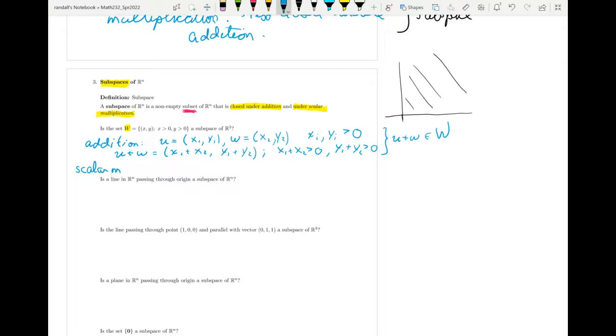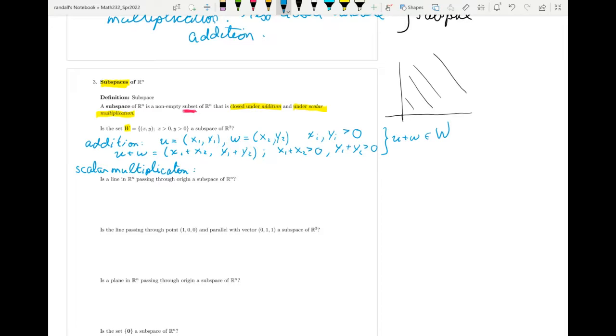Okay, so what I've just proven for the addition part is an exhaustive proof. I've taken two arbitrary vectors in W and added them, and I've shown that their sum is in W. So I've proven that it's closed under addition. When I go to scalar multiplication, if I want to show that it's closed under scalar multiplication, I'll need to select any vector and any scalar. So it would have to be an exhaustive proof if it turns out to be closed under scalar multiplication.